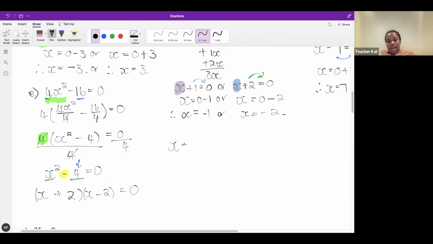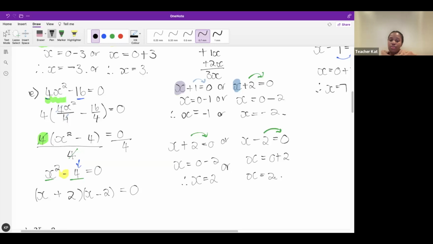So x plus 2 is equal to 0, or x minus 2 is equal to 0. Once again, we move the positive 2 and negative 2 to the other side to get x alone. So my first solution will be, therefore, x is negative 2, or 0 plus 2, which gives me x is positive 2. I said negative and I wrote positive. Negative 2. There we go.